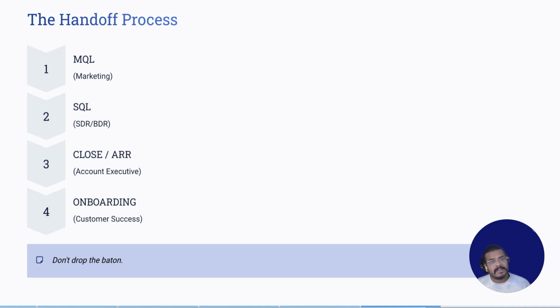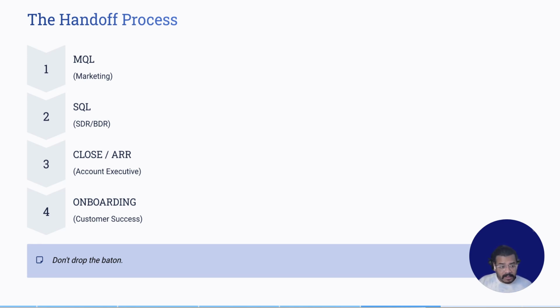Then the SDR passes the baton to the account executive. Now what does an AE do? The AE will do the demo and eventually handle all the objections and close the deal, right? So once the deal is closed, the AE will pass the baton to the CSM, the customer success manager, for onboarding, right?